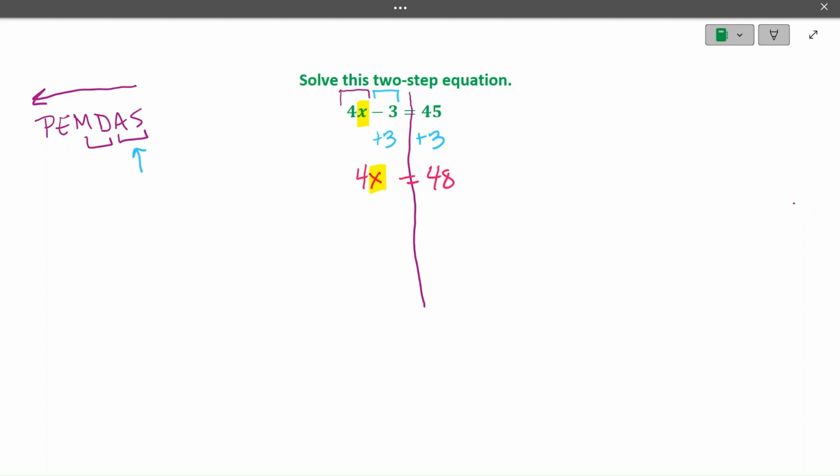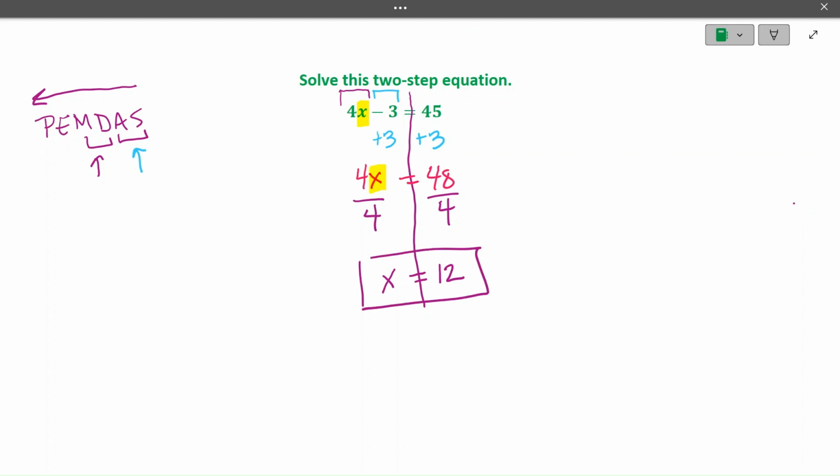So the next step, we need to break apart the 4 and the x. 4 is being multiplied. So we're to this step of PEMDAS. To unmultiply, we divide. Okay, so the inverse operation of multiplication is division. So what I do to one side, I do to the other. When I do that, I am left with x on the left side equals 48 divided by 4, which is 12.